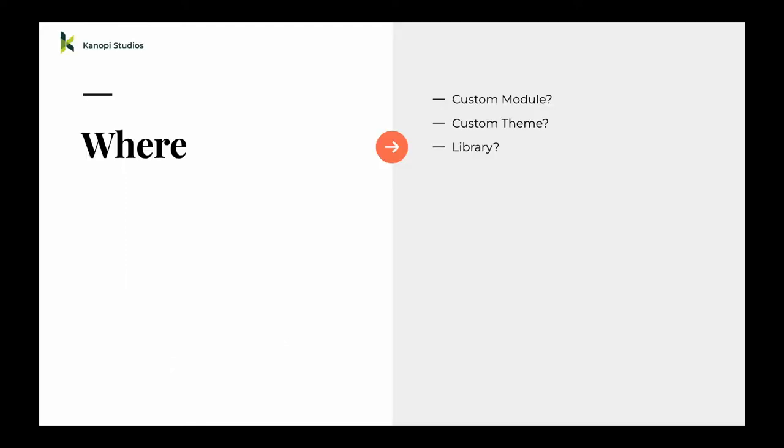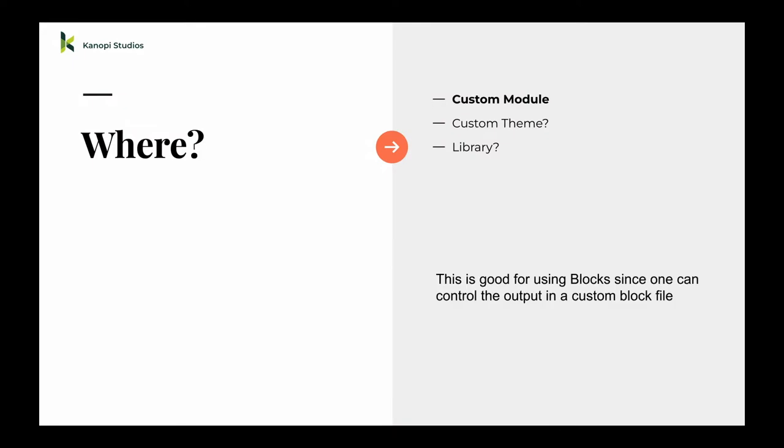So the first question people always ask me is, where do you put this? Do you put it in a custom module, do you do it as a theme, or do you do it as a library? If you're doing a custom module, it's really good for blocks, because blocks are encased in a module and you can just push them in that way. After my demo, if we have time, I will actually create a block, because I didn't think I'd fill the entire hour, so I thought that would be a good way to finish it off.